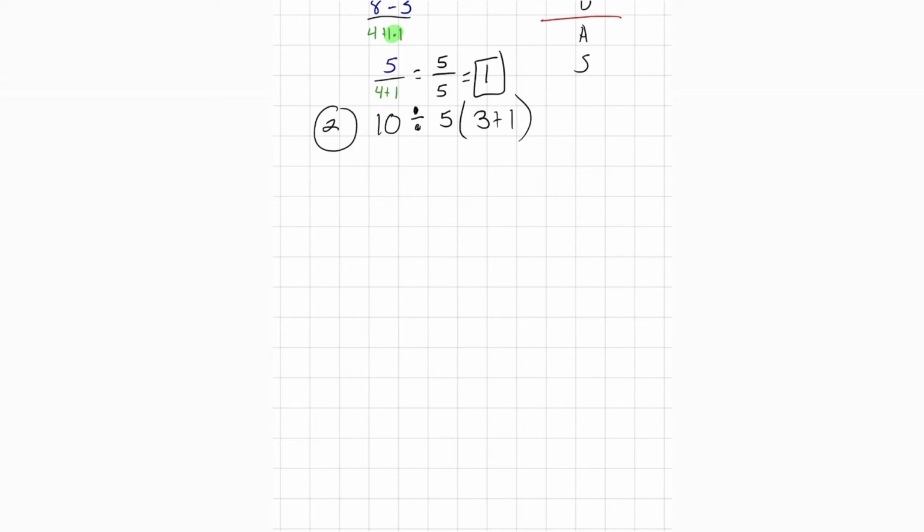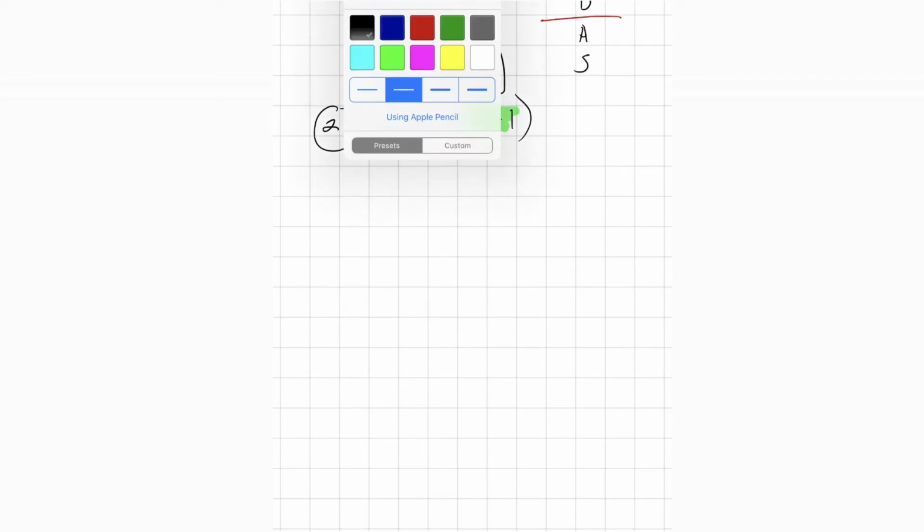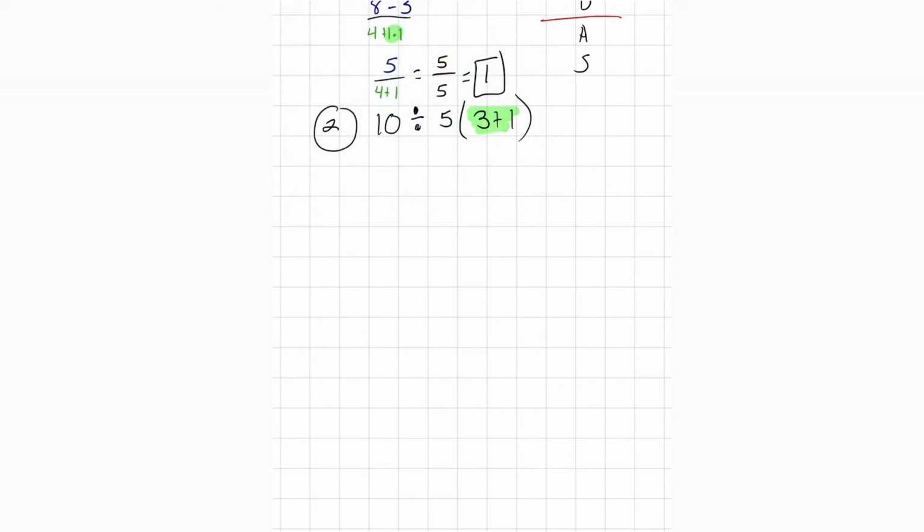Our first step we know is parentheses. We've got to take care of that parentheses. Solving that, 3 plus 1 is 4, and we have 5 times 4, and then before that we have 10 divided by 5. So our whole second step is 10 divided by 5 times 4.